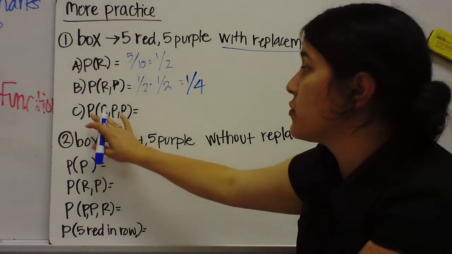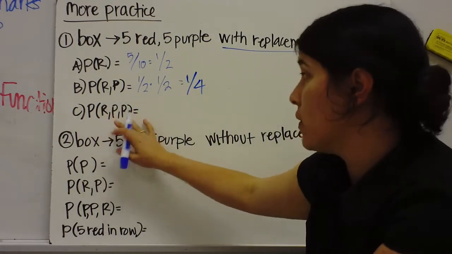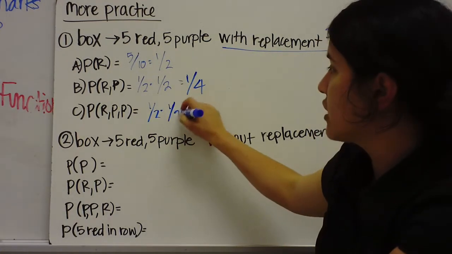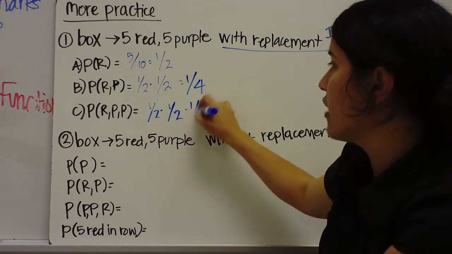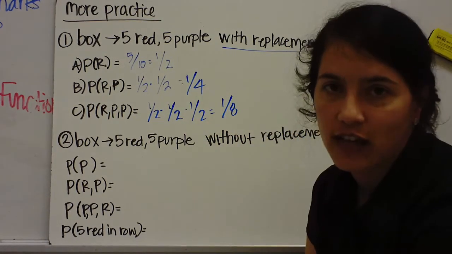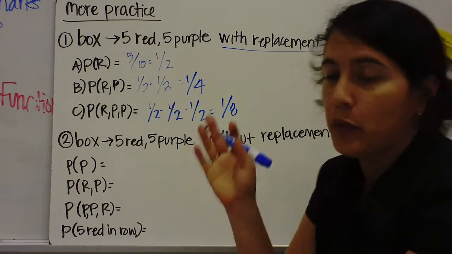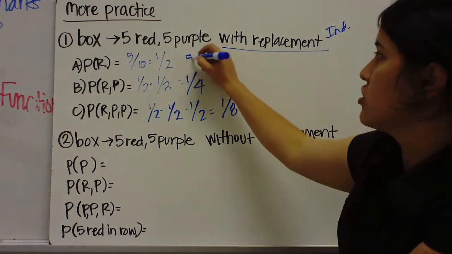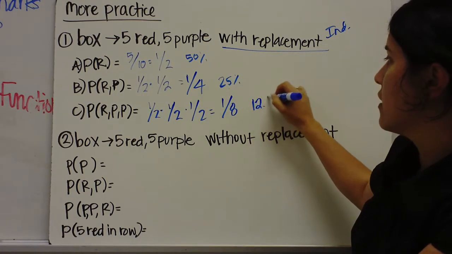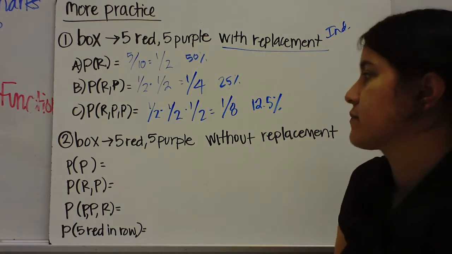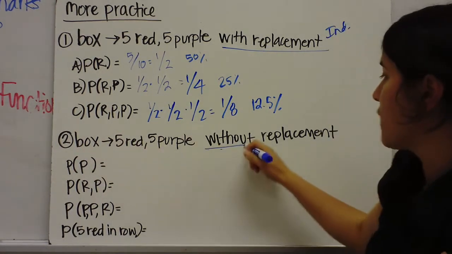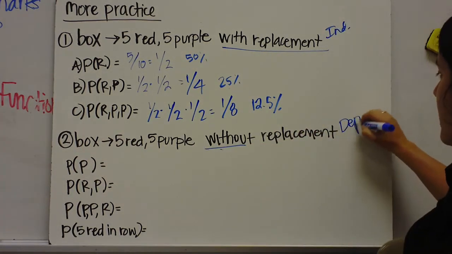All right, so the probability of a red and then a purple and then a purple. So half chance of red, we have a half chance of purple, and then we have another half chance of purple. So we have 1/8 of a chance to do red, purple, purple. And if you want to do them percentages, that's fine. We have 50%, 25%, and 12.5%. Now, the same situation, 5 red, 5 purple, except without replacement. So these are dependent events.